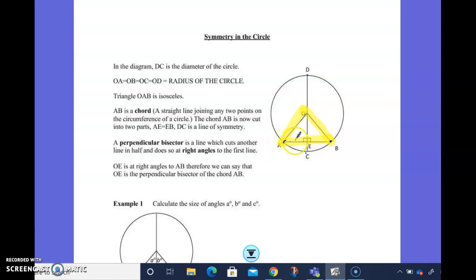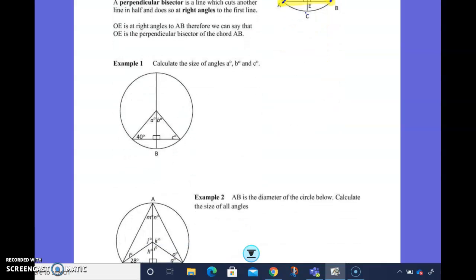A perpendicular bisector is a line that cuts another in half and does so at right angles. Now that's something that you'd be more interested in if you want to do higher next year. Because this is at right angles here, we can say that OA is perpendicular bisector of the chord AB. Okay, let's try a couple of examples then.